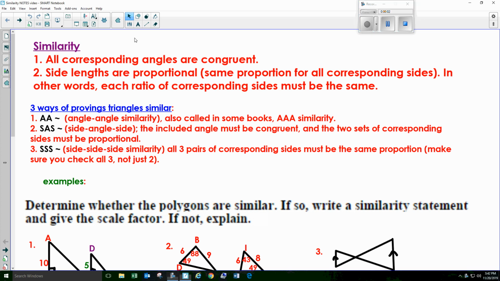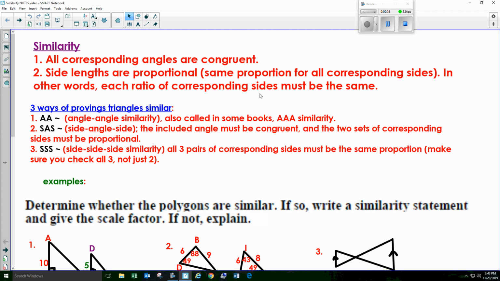Okay, so for our next assignment, we'll be getting more into similarity, expanding on our ratios and similarity that we've already talked about. So the key things, if we're talking about similar figures, all the corresponding angles are congruent, with a triangle, quadrilateral, etc. And all the side lengths are proportional. When we say proportional, that means the same proportion for all corresponding sides. So each ratio must be the same. In other words, each ratio of the corresponding sides must be the same.